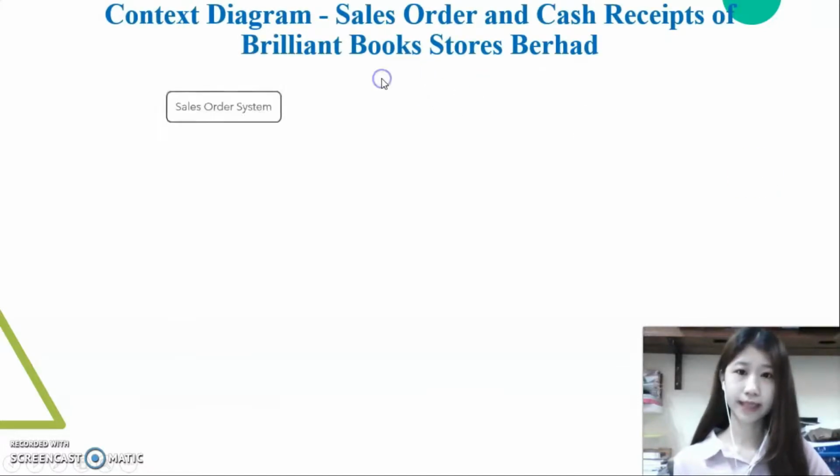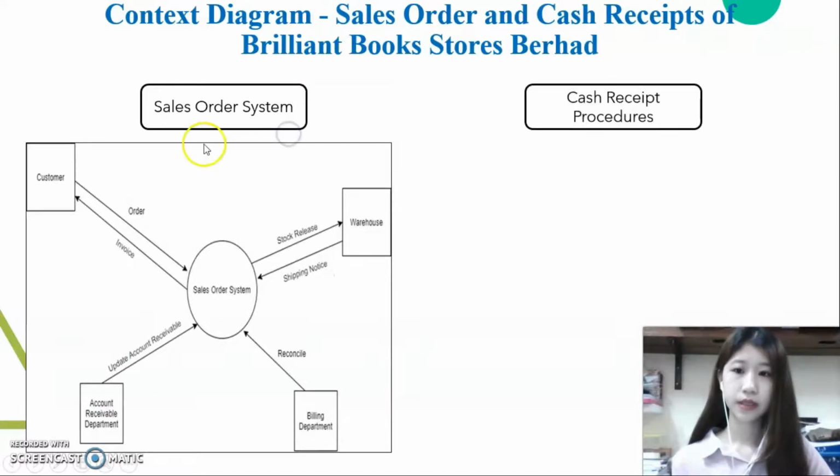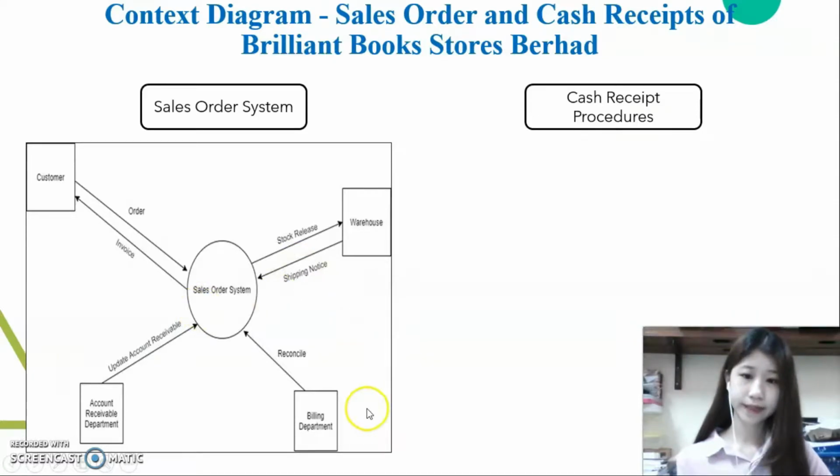Now let's move to the context diagram. For the sales order system, there are 4 external entities involved, which are customer, warehouse, billing department, and the account receivable department. Once the customer order is sent to the sales order system, the sales order system will send the stock release to the warehouse, and the warehouse sends back the shipping notice to the system. And then, the billing department will use the shipping notice in the system to reconcile the sales order, and then send the invoice to the customer. After that, the account receivable department will use the invoice received from the billing department to update the account receivable in the system.